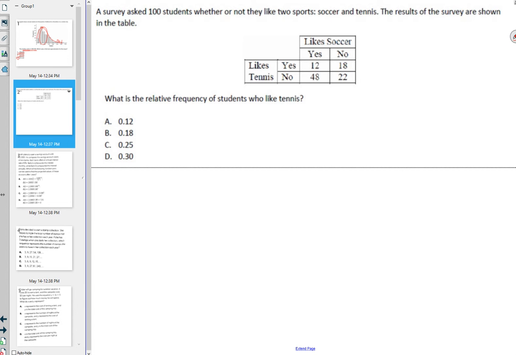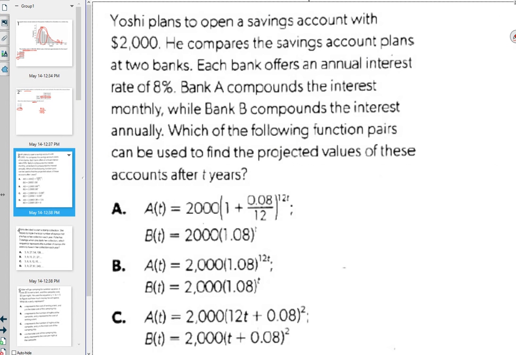A survey asked 100 students whether or not they like two sports. So what is the relative frequency of students who like tennis? Here my sample is just students, and they told us there was 100, but if you wanted to check, you could add those up. The point is that goes on the bottom, and then how many kids like tennis? It's these two. Likes tennis, yes. 30 out of 100. These are the same questions on the retake. Not all of them, but it's the ones that were missed the most.